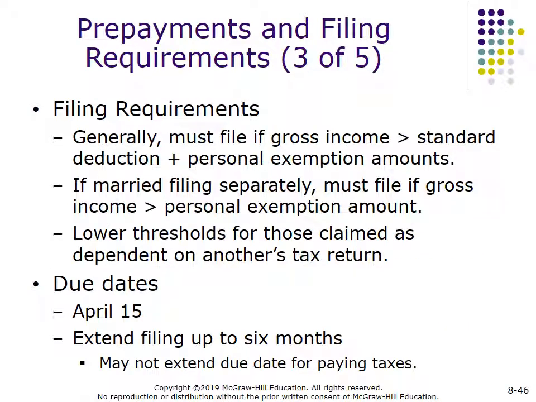You must file if your gross income is above the standard deduction. That personal exemption amount does not matter. There's no such thing. They forgot to take it out of the slide. So if your gross income is above your standard deduction, you must file. Your due date of your tax return, we've talked about this, is the 15th day of the fourth month following your tax year end, which is April 15th, and you can extend it up to 6 months.